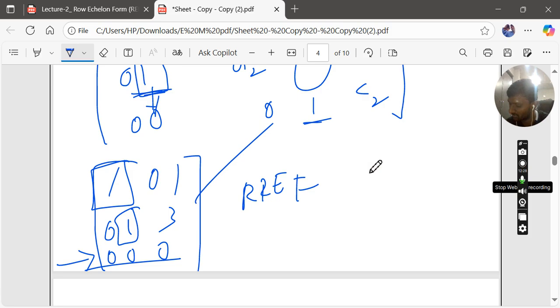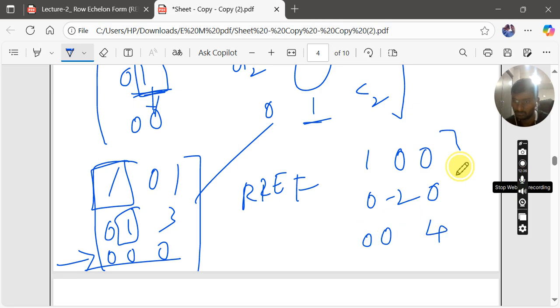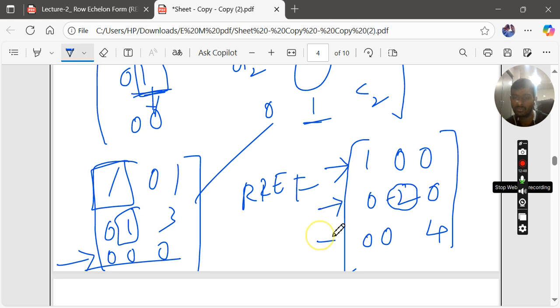For example, you are having one more matrix: 1 0 0 0 minus 2 0 and 0 0 4. What about this case? So here the first row, no problem. Coming to the second row, here minus 2 is there. When I make this one a 1, it will become row reduced echelon form for the second row. What about the third row again? When you do these operations, then you will get row reduced echelon form.